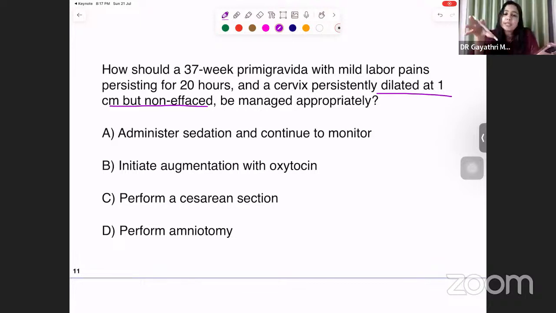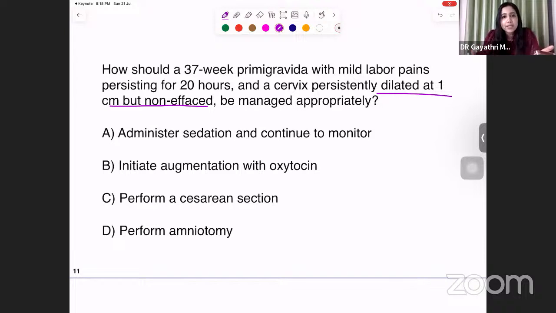The active phase concept itself has been introduced so that we are very active in the active phase, where we do all the interventions such as artificial rupture of membrane and giving her oxytocin. In latent phase, we should not do unnecessary interventions. Initially you give sedation and monitor the patient. Usually after sedation, she goes to sleep and wakes back in active labor.